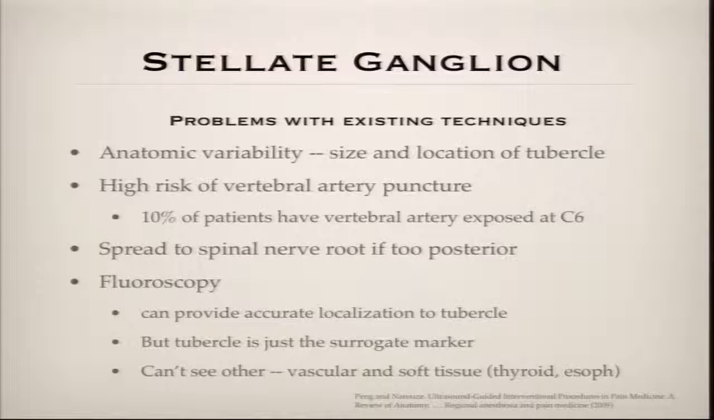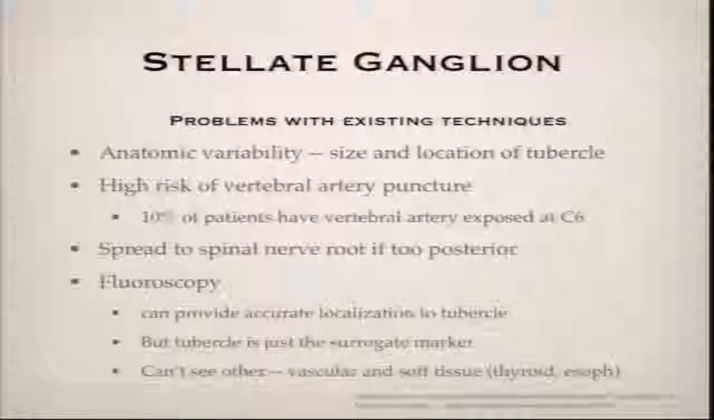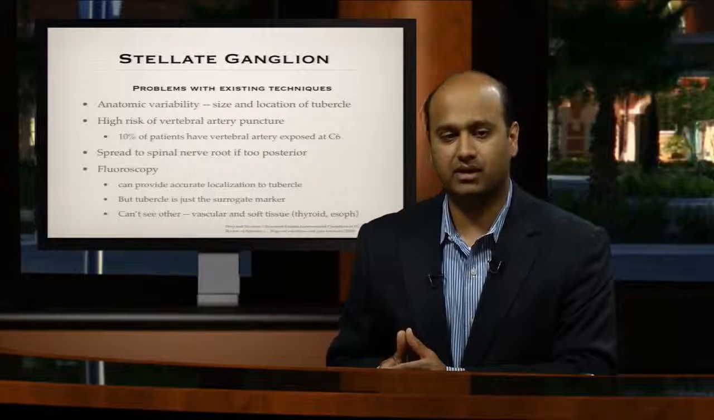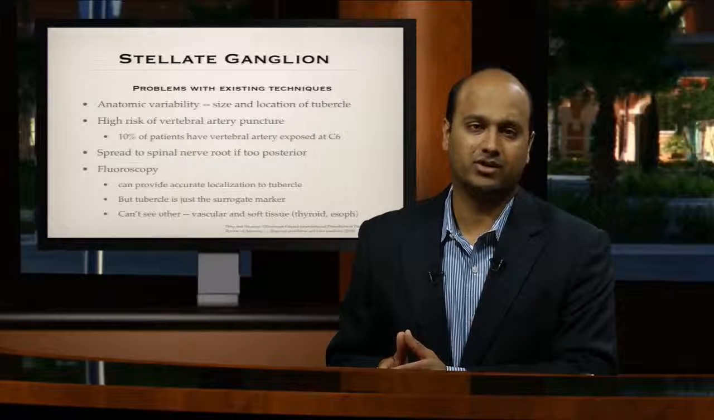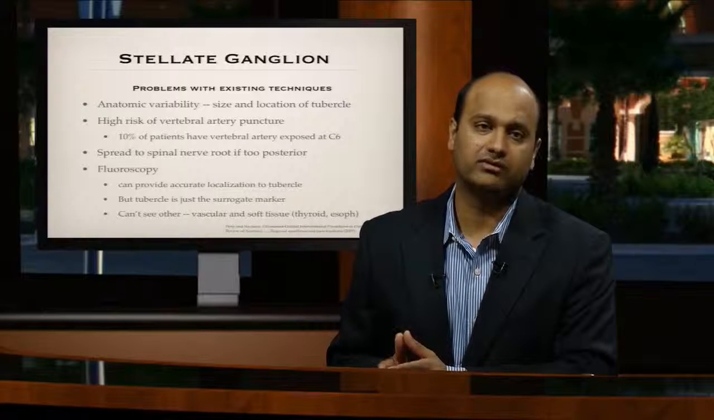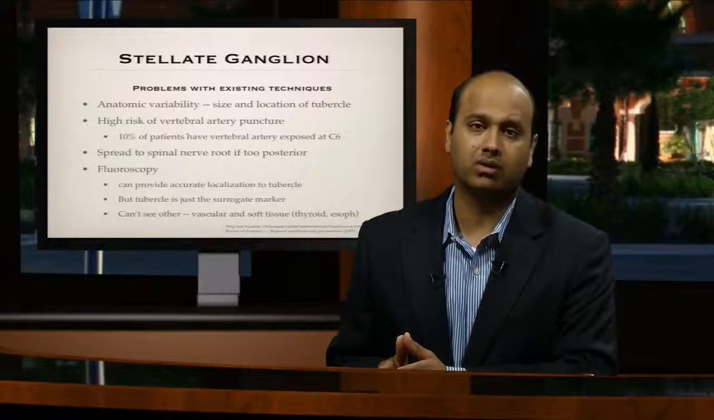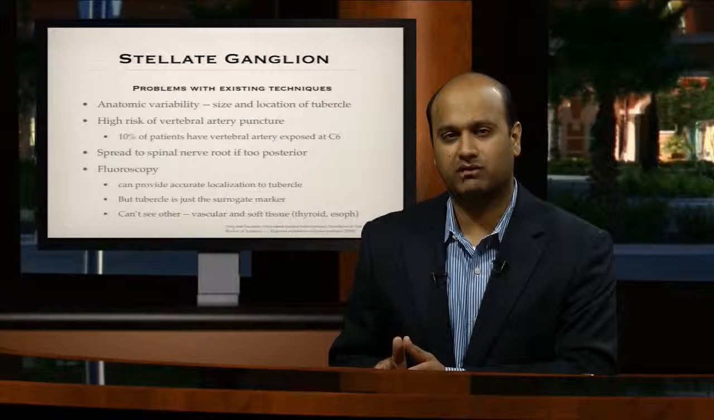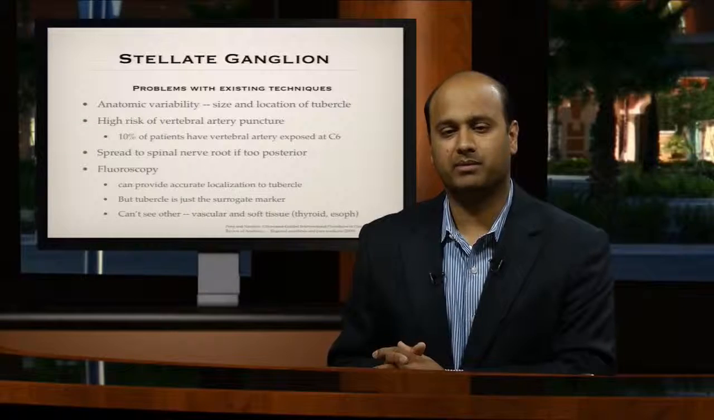Fluoroscopy does allow you to see the tubercle fairly well and allows for that variation of the anatomy. However, the tubercle again is just a surrogate marker. It doesn't give you any information of the exact tissue plane that you're interested in, and it doesn't give you good information about vascular and other soft tissue structures like the thyroid or esophagus that are in the vicinity. You want to generally try to avoid those structures to limit the damage to them.